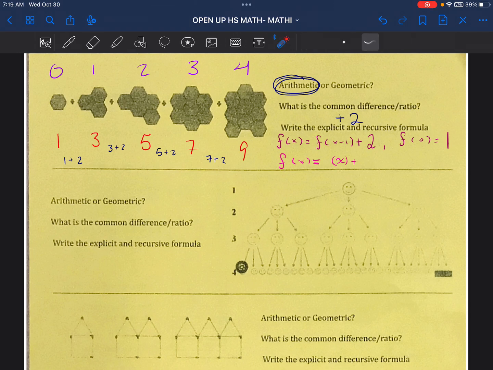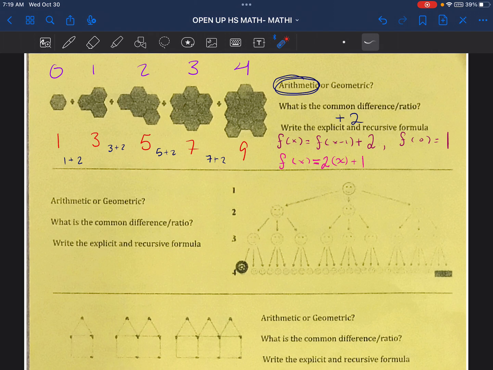In this first spot, I need the common difference. The common difference I know is plus 2, because that's the number I'm growing by. So I'm going to put a positive 2 there. My first term, it looks like, is 1. I can see that by looking at my picture. How many hexagons do I have at the very beginning? That would be 1. All right, perfect. So this is an excellent, beautiful, perfect explicit equation.